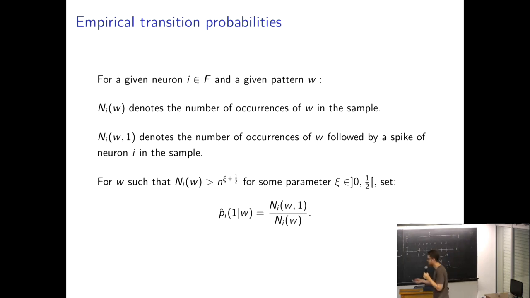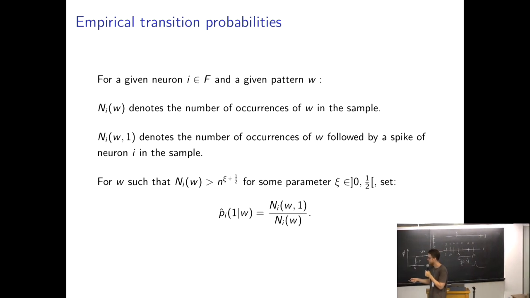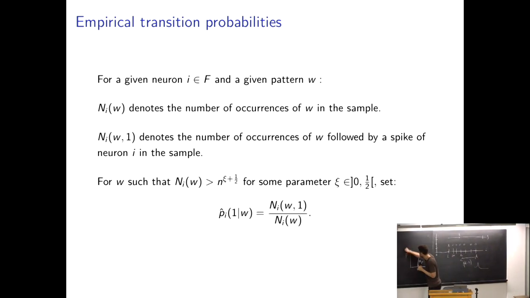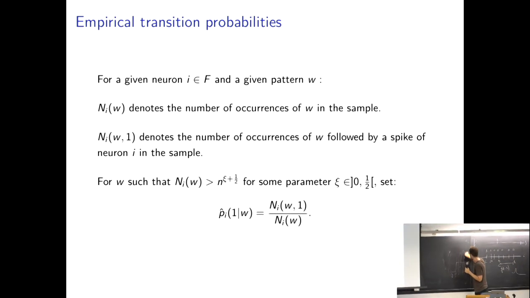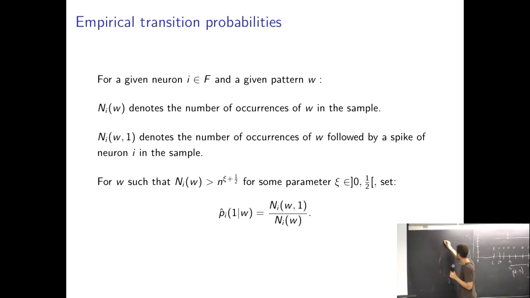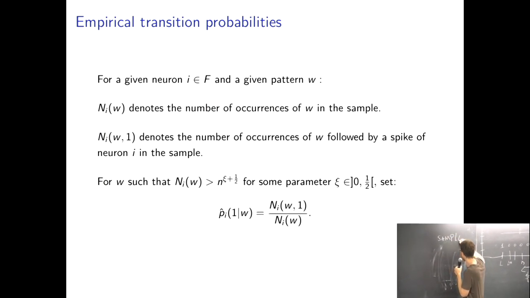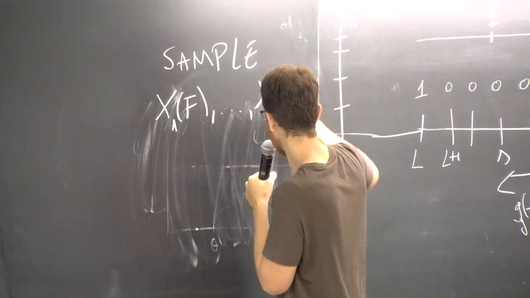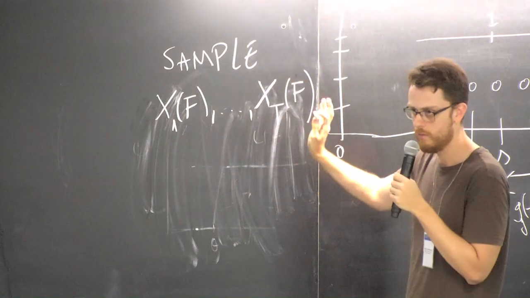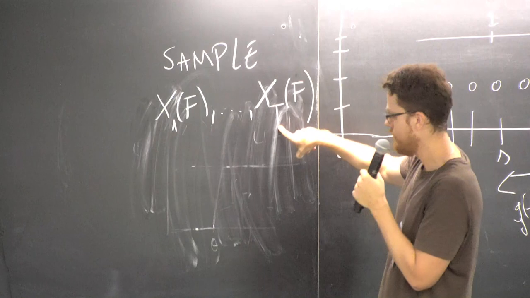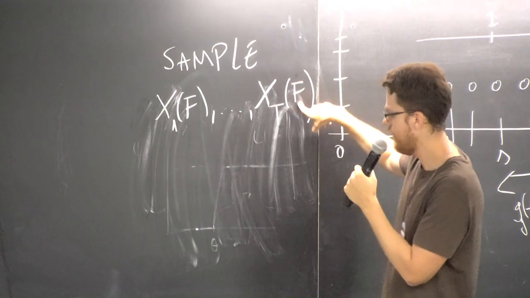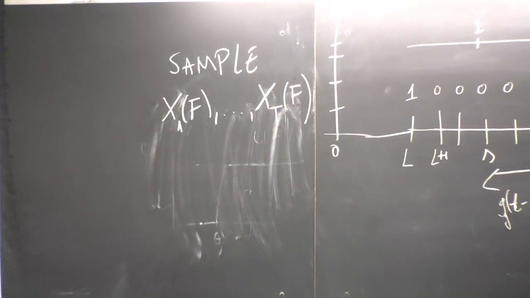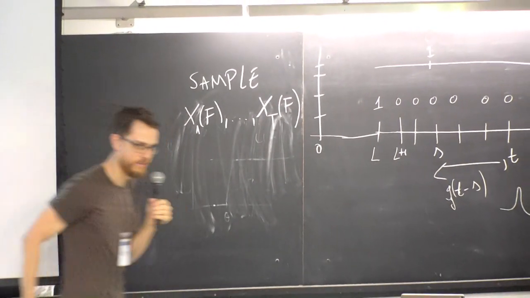So here is probably another mistake, because the time that we have observed is capital T, not small n. Maybe let me write it this way. The sample is given for us, remember. This is the only information we have from the model. So T is the time that we have observed, and F is the set of neurons that we have observed. And here, what I'm saying is that this small n should be the capital T.